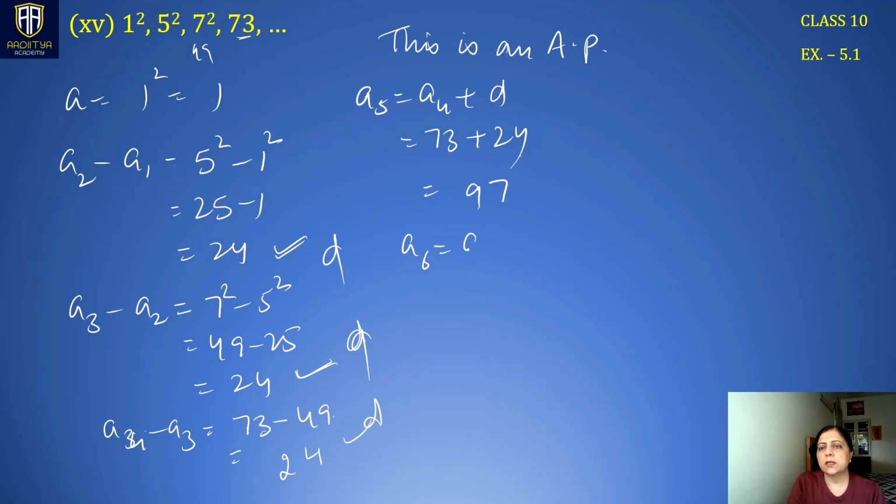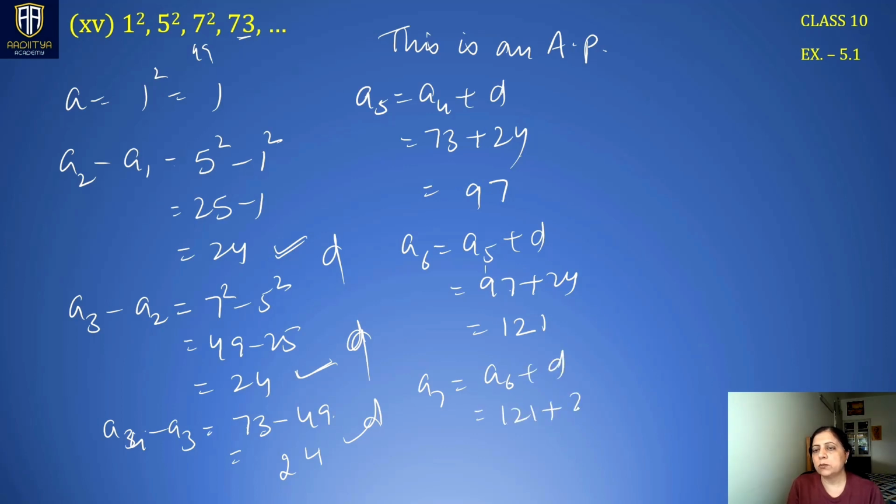A6 is A5 plus D: 97 plus 24. 7 and 4, 11. 1. 10 and 2 is 12. Last is A7, which is A6 plus D. That means 121 plus 24, so 145. Three terms in sequence are 97, 121 and 145.